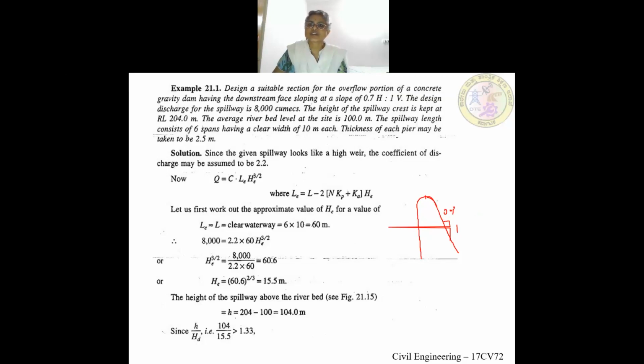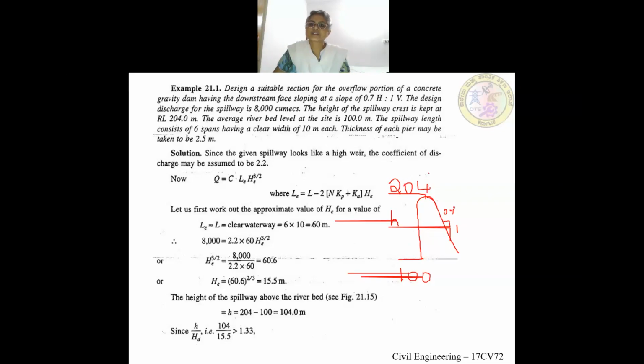This is the slope of this downstream face, and the RL of the spillway crest, this level, is given. This is 204, and the river bed level is 100. So you can get the height of the spillway. That is nothing but 204 minus 100, which is 104. This will be the height, small h.